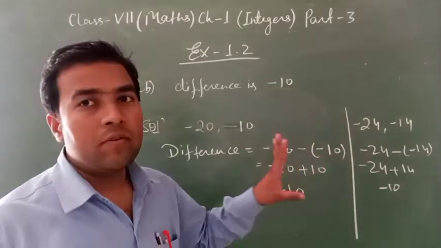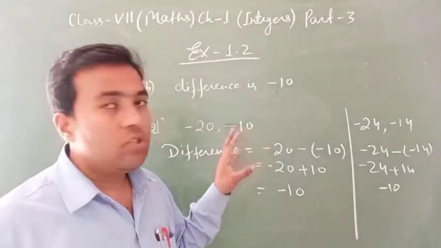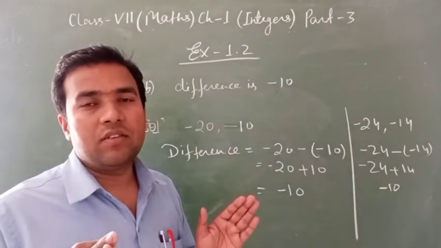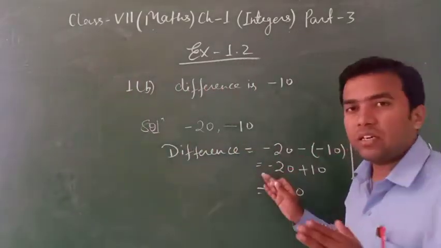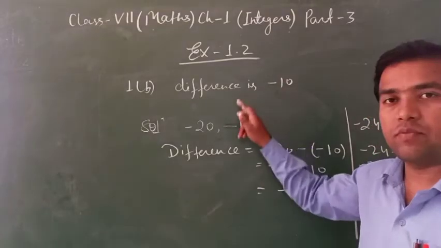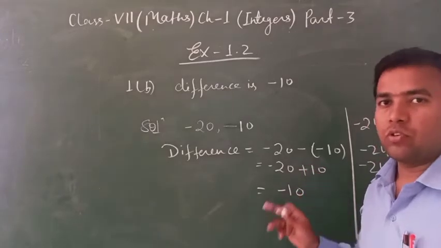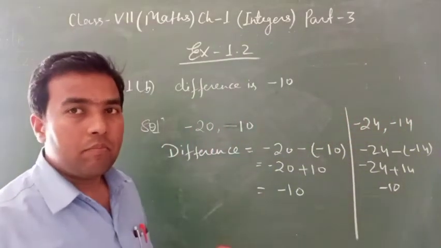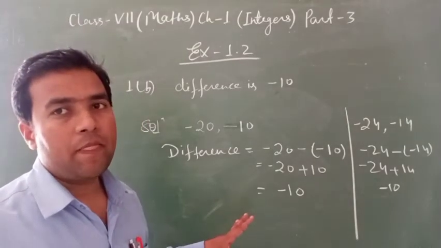In mathematics, you can change the digits. But the method stays: if the difference is asked, you do it like this. If this type of question is given and you do it like this, you will get your answer. Digits you can change, there is no problem. Clear?